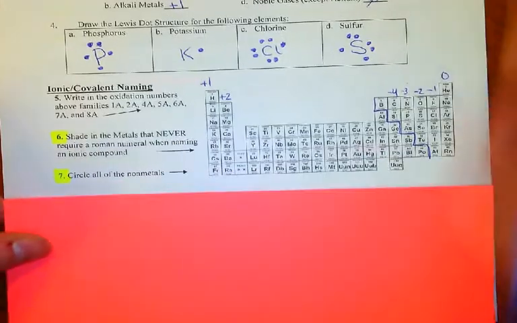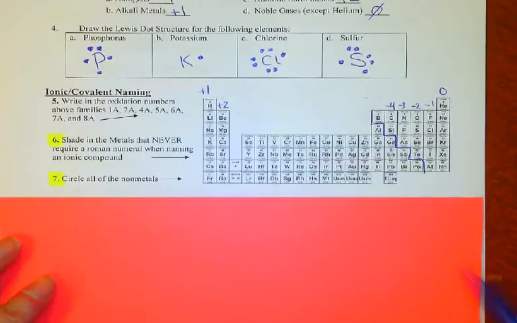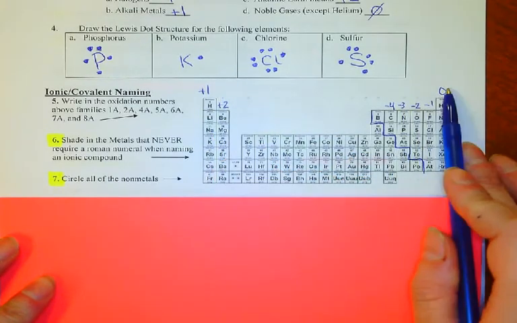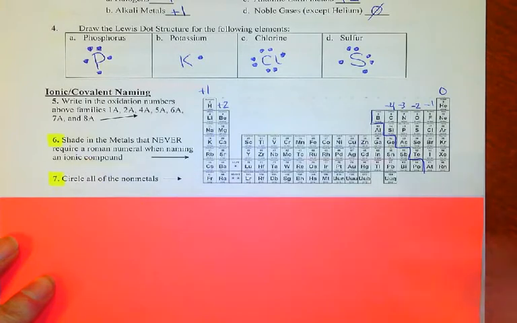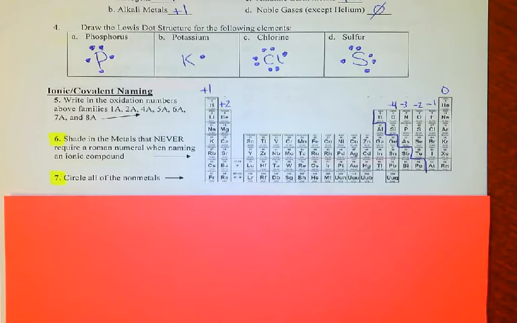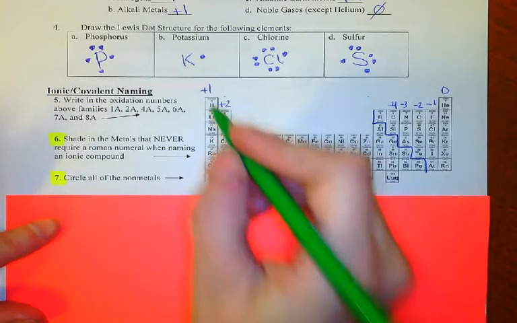Alright, down on the bottom half then, I did part of this for you. I did number 5, where I put the oxidation numbers above the families that they wanted. Okay. And then for number 6, that's what we're going to do together right now. They want you to shade in the metals that never get Roman numerals. Okay, so the ones that don't get Roman numerals are the ones whose charges don't change.